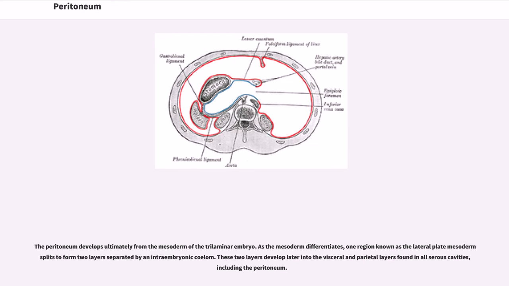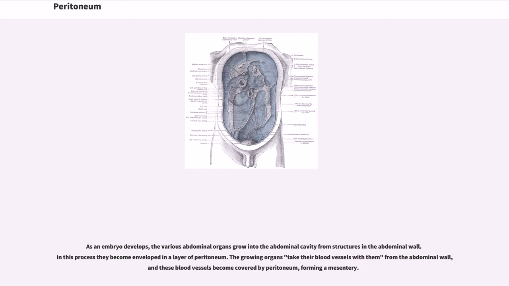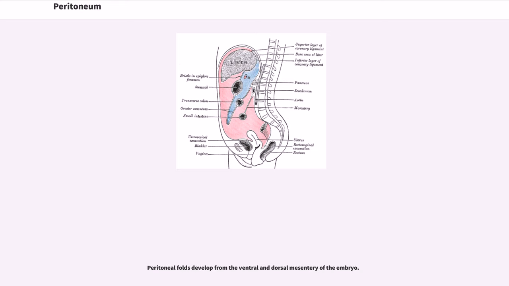The peritoneum develops ultimately from the mesoderm of the trilaminar embryo. As the mesoderm differentiates, one region known as the lateral plate mesoderm splits to form two layers separated by an intraembryonic coelom. These two layers develop later into the visceral and parietal layers found in all serous cavities, including the peritoneum. As an embryo develops, the various abdominal organs grow into the abdominal cavity from structures in the abdominal wall. In this process they become enveloped in a layer of peritoneum. The growing organs take their blood vessels with them from the abdominal wall, and these blood vessels become covered by peritoneum, forming a mesentery. Peritoneal folds develop from the ventral and dorsal mesentery of the embryo.